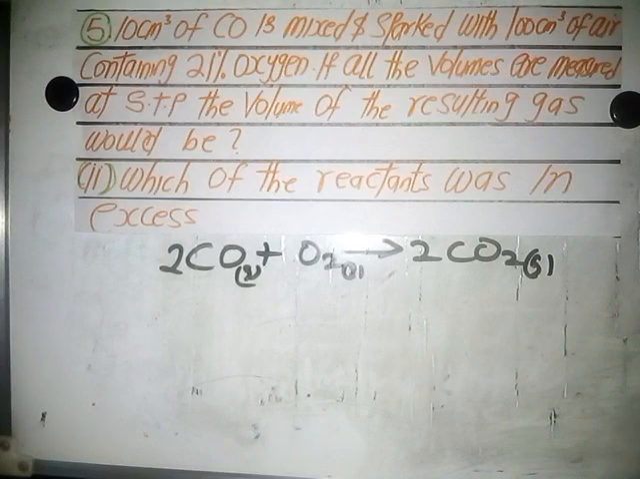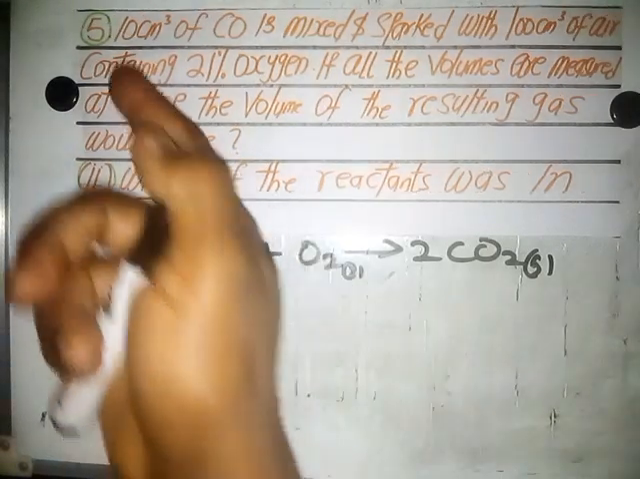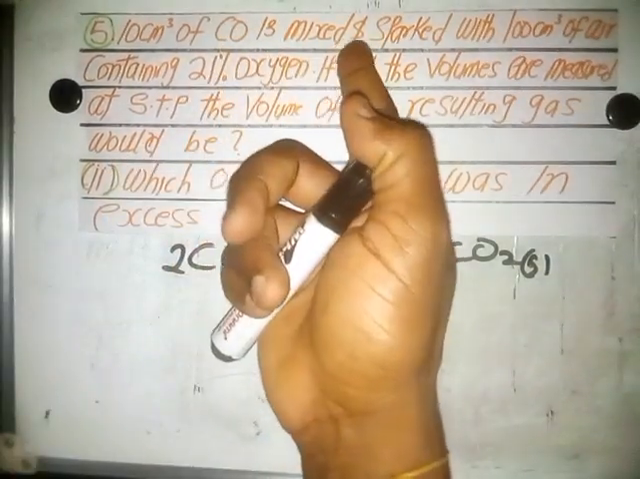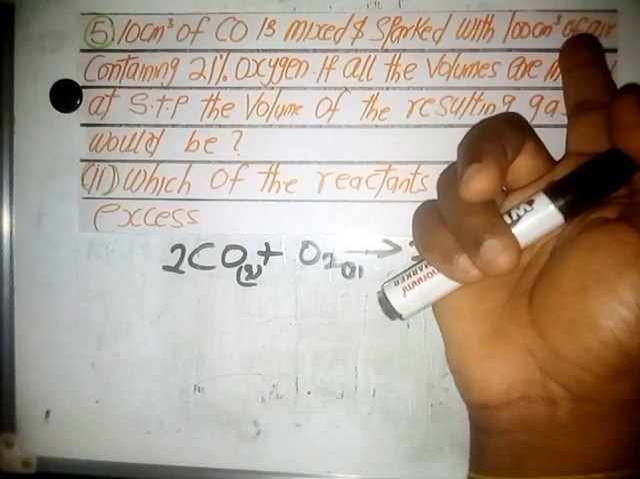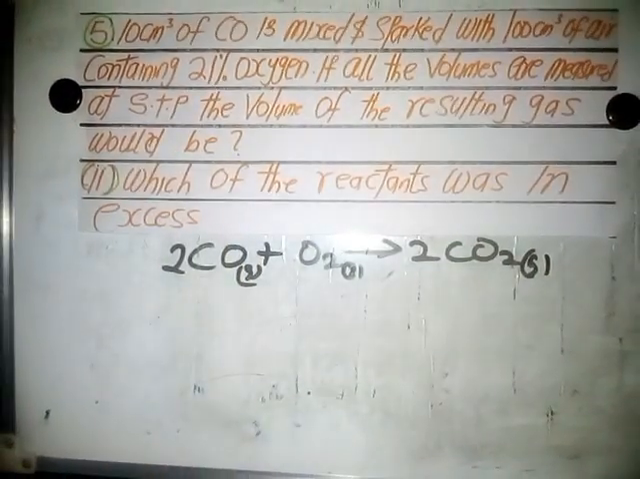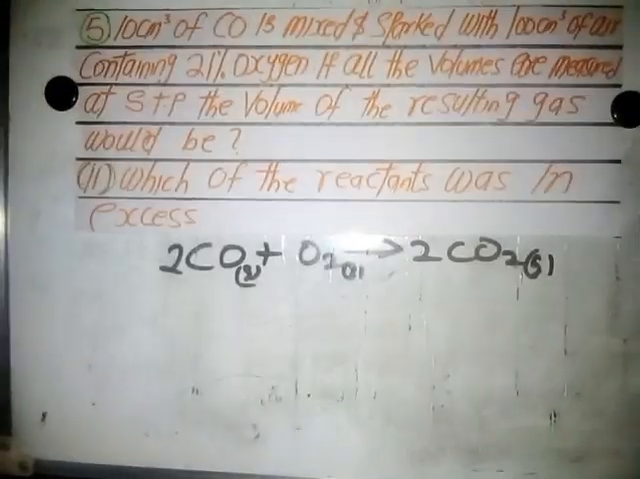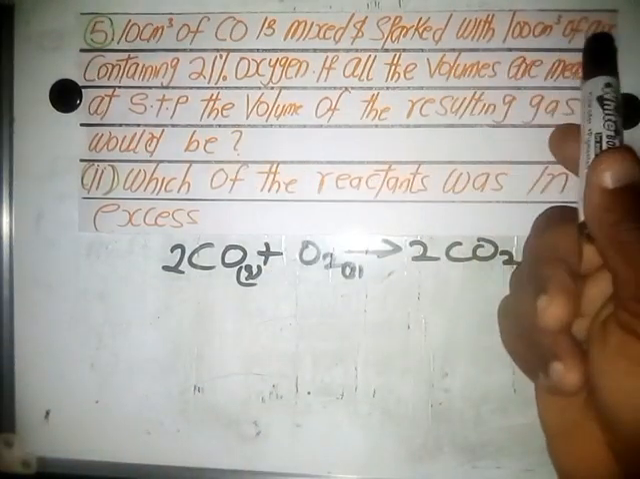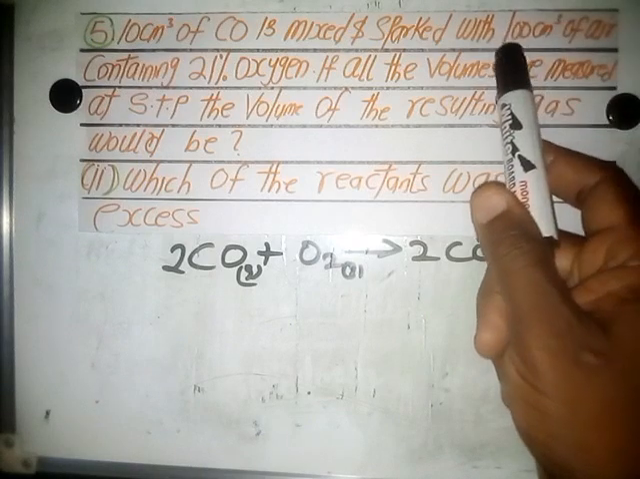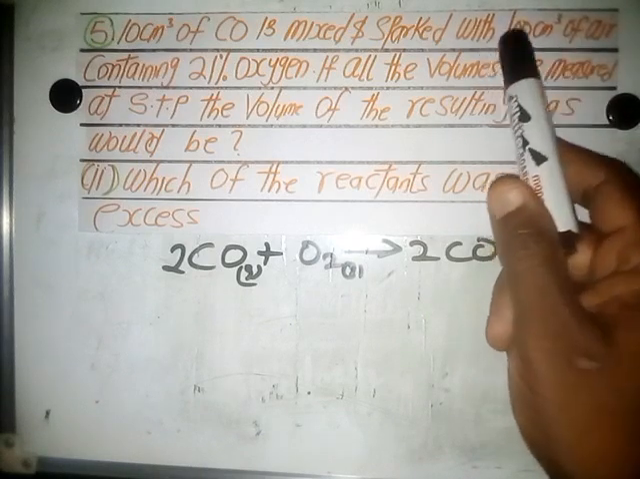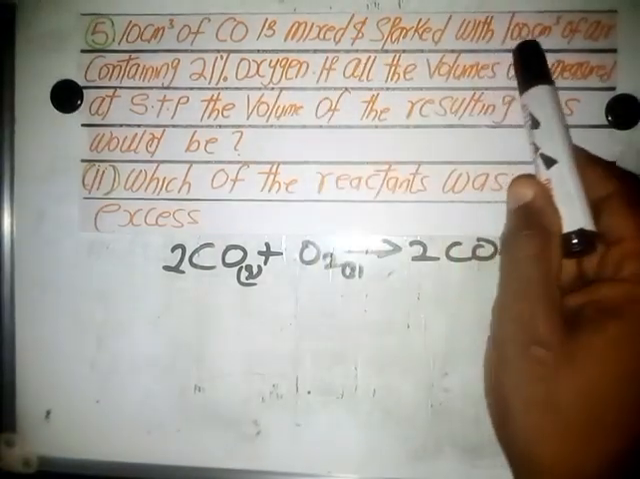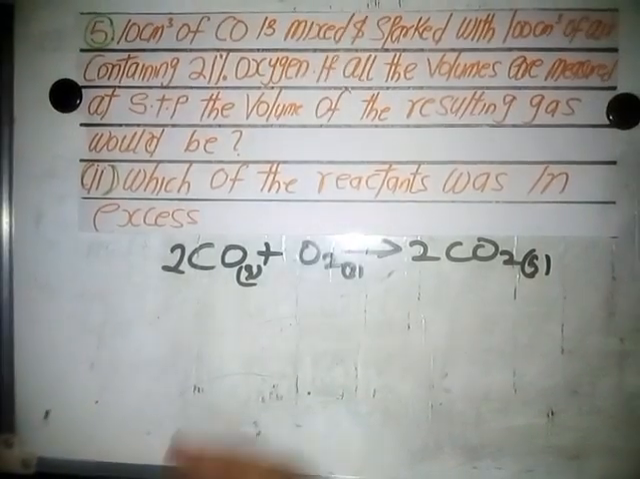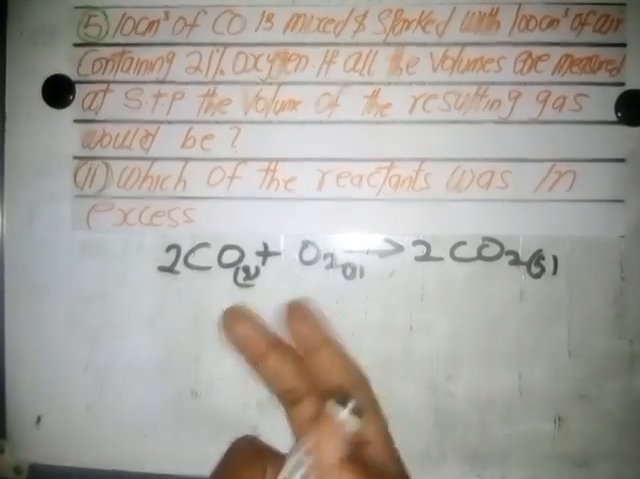So this question can be a little bit tricky. We know the 100 cm³ of CO is mixed with 100 cm³ of air containing 21% of oxygen. They gave you 100 cm³ of air. They didn't give you 100 cm³ of oxygen. So in this 100 cm³ of air, only 21% is oxygen, and that's what we need so that we can calculate this question.